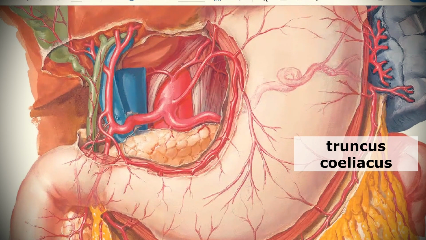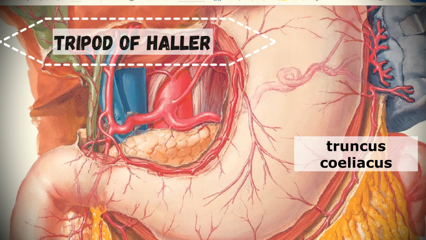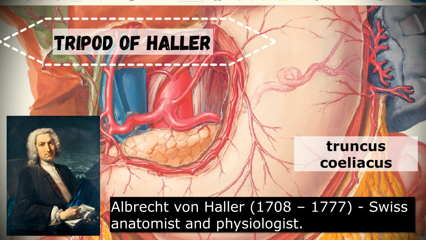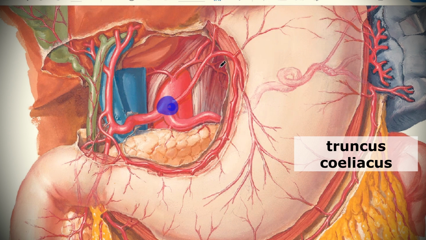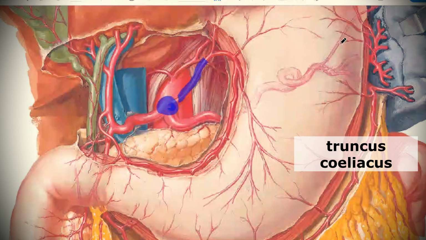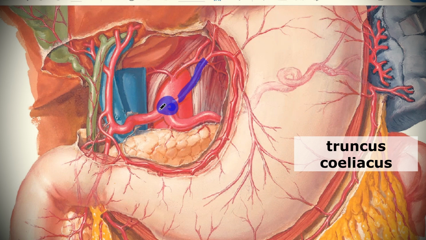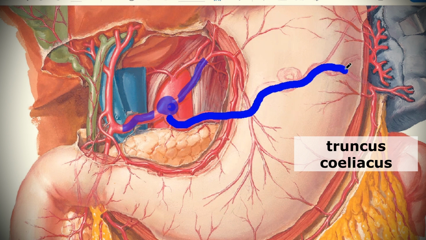So celiac trunk, truncus celiacus, is also called tripus of Halleri. It was Albrecht von Haller, an anatomist who first described it. It's a very short vessel. It divides, as you can see, into three big vessels. The smallest of them is called arteria gastrica sinistra, left gastric artery. The middle one is arteria hepatica communis, common hepatic artery, and the biggest one is arteria splenica, spleen artery.